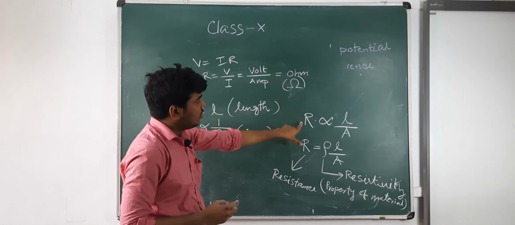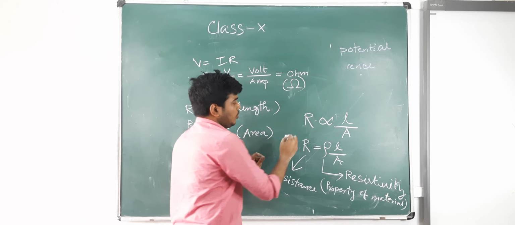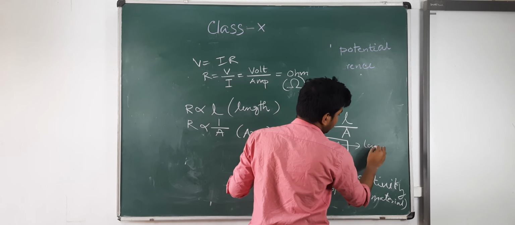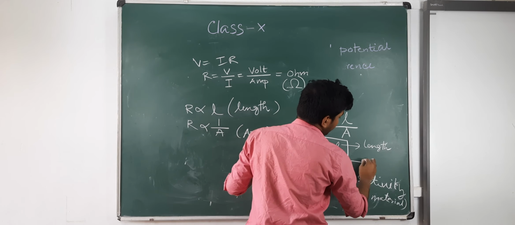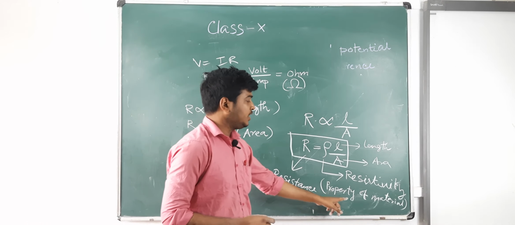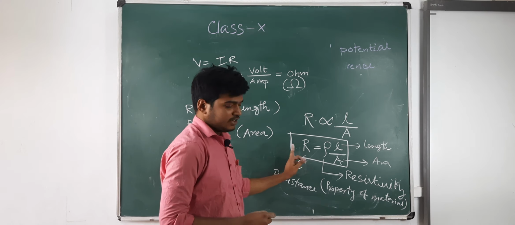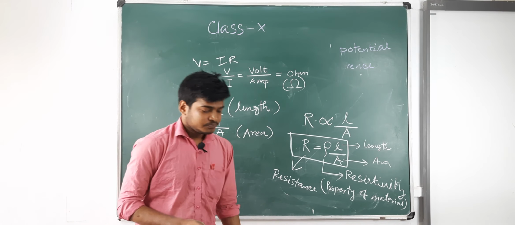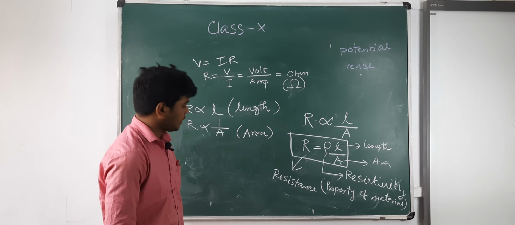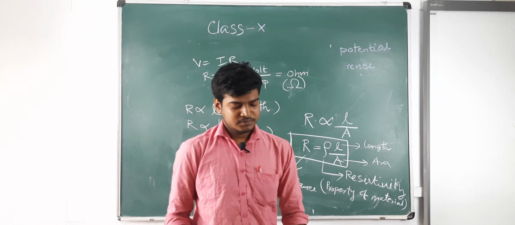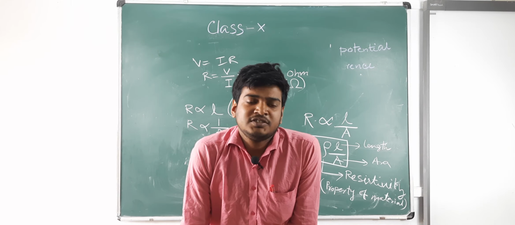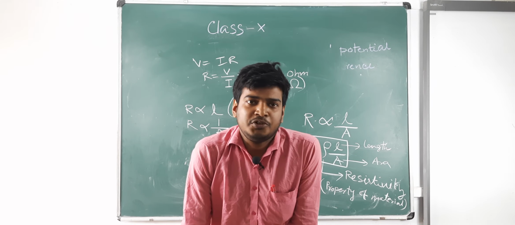So what is the mathematical expression of R? R is rho L by A, where L is the length of the conductor, A is the area of the conductor, rho is the resistivity, which is the property of the material, and R is the resistance. So that is it for today's class. In the next class we will discuss another topic related to current and potential difference. Okay.